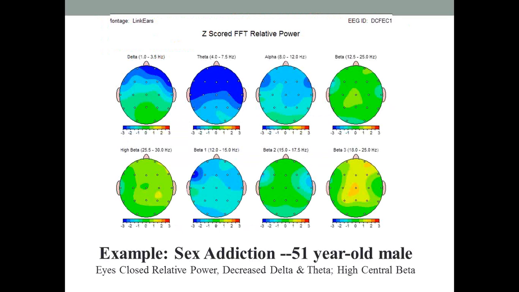This is a Z-scored FFT relative power map of a 51-year-old sex addict that I was working with. As you can see, we've got the low theta in the frontal. The beta is showing to be stronger. But what we're seeing here in the beta as well is 18 to 25 hertz. We've got some central beta and then a little there on the right frontal, which very well could be E and G showing up.